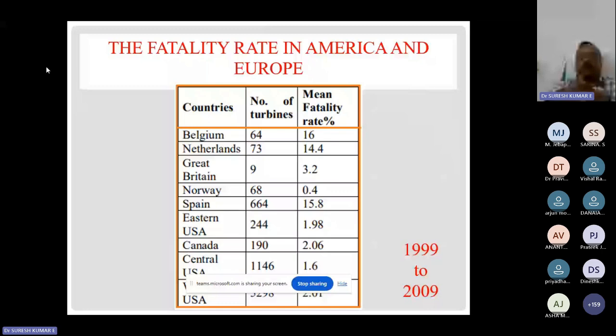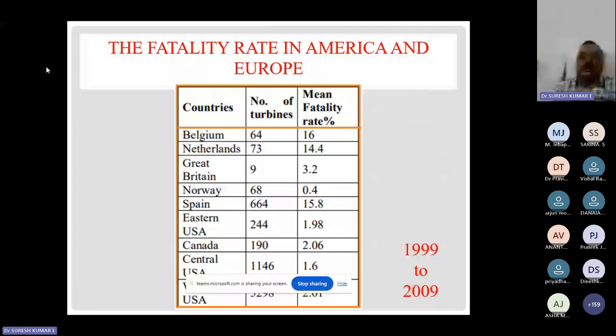16% means that out of the 100% casualty of animals and birds, 16% is exclusively caused by turbines. That's the meaning of this percentage. 16% means out of 100%, 16 casualties of birds are due to turbines only. This is the environmental issue.